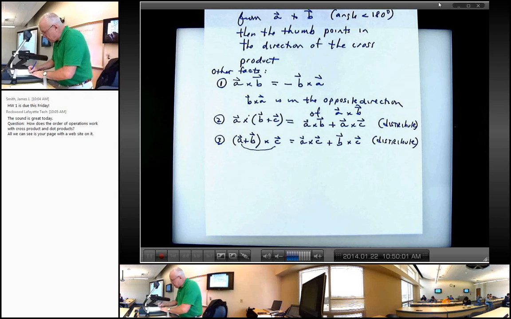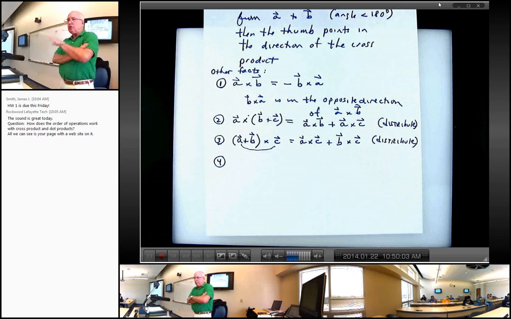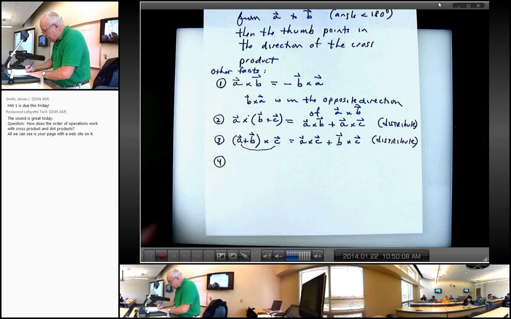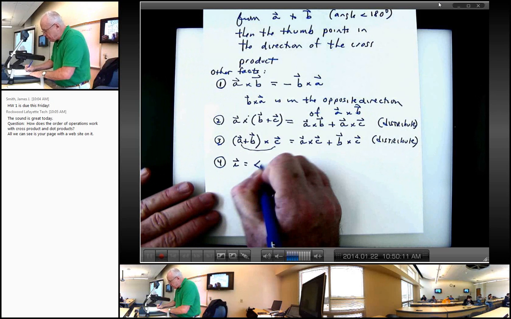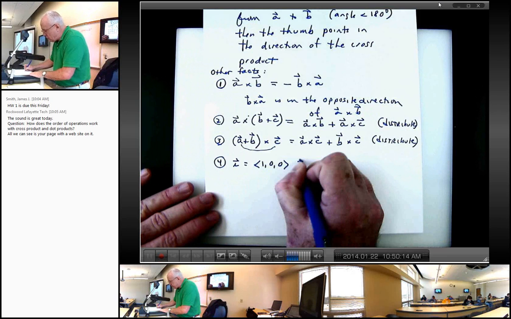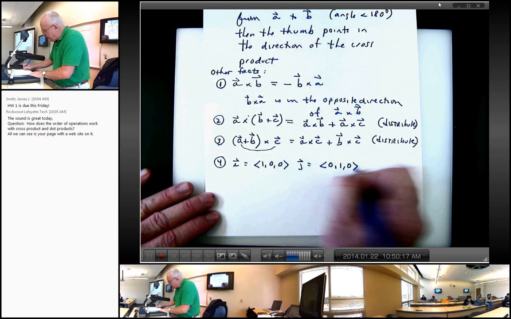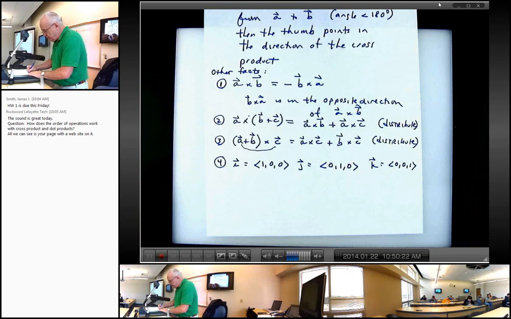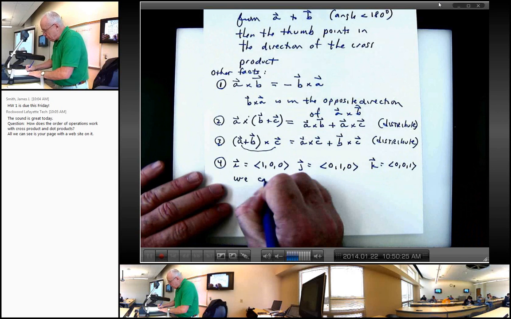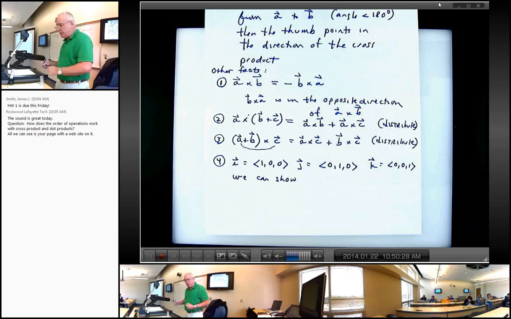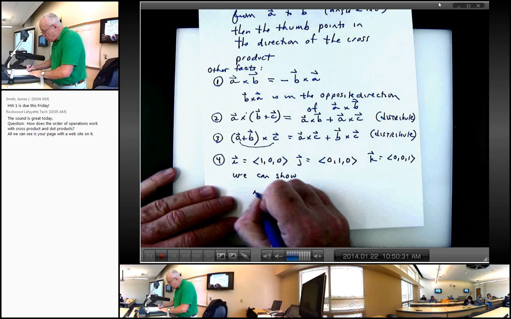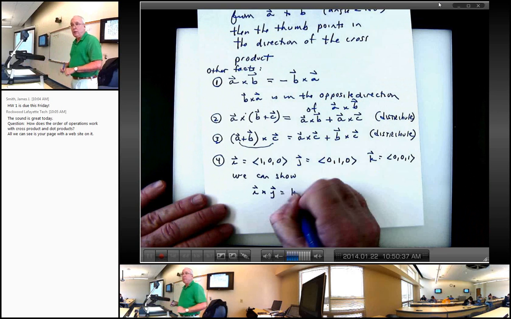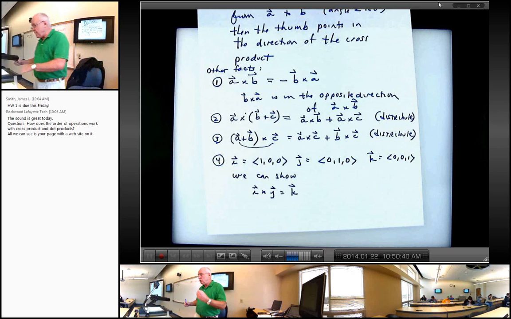One thing, so let's go to number 4 here. Let's just look at what happens when we cross those unit vectors together. Remember that I is equal to the 1, 0, 0 vector, J is the 0, 1, 0 vector, and K is the 0, 0, 1 vector. So we can show this just using the determinants that we did. We can show that I cross J is going to give us the K vector, all right? And that is perpendicular to the I and the J.